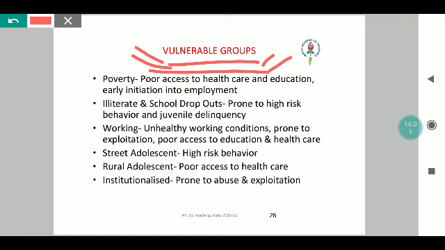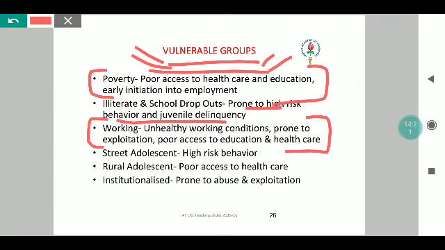These vulnerable groups tend to be from poorer backgrounds with poor access to healthcare and education. They are often school dropouts, and this results in juvenile delinquency, meaning they are prone to juvenile crimes. They are often put into the workforce early, and they are often exploited with poor access to education and healthcare, often forced because of a poor socioeconomic status. Street adolescents have a higher chance for high-risk behavior such as substance use and other social evils.